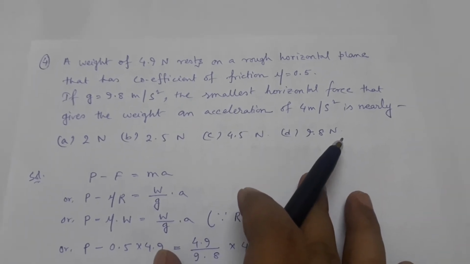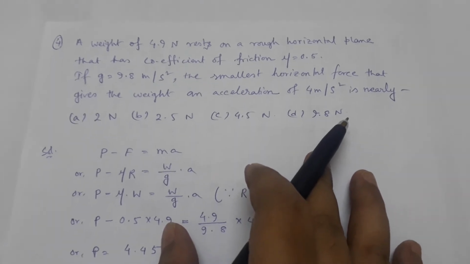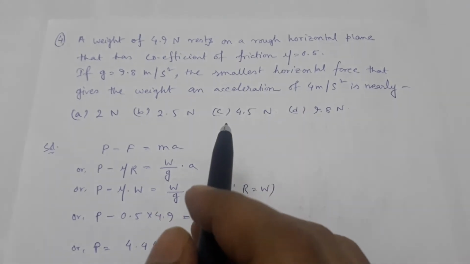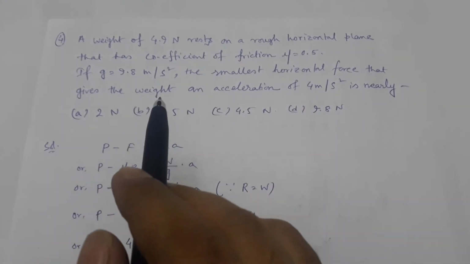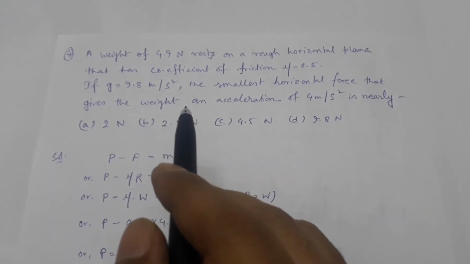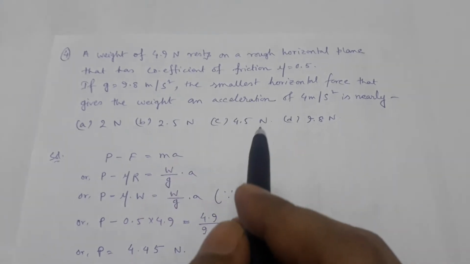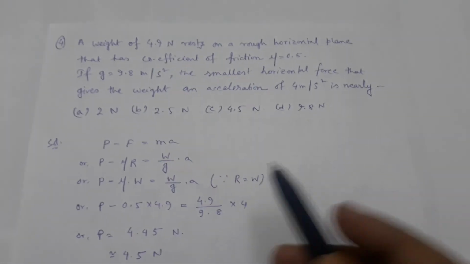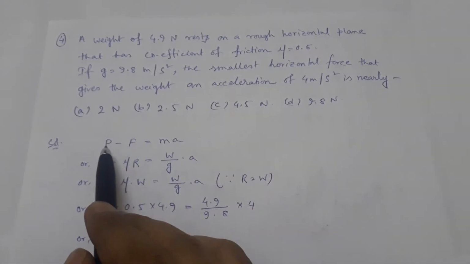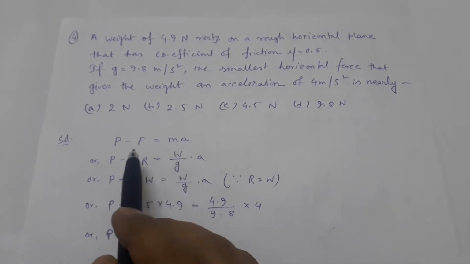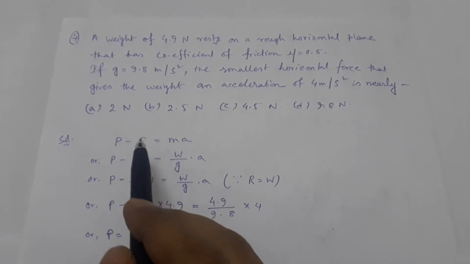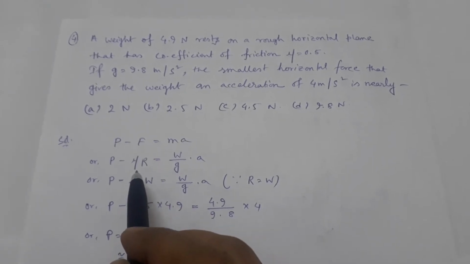So a weight of 4.9 Newton rests on a rough horizontal plane, and the coefficient of friction is already told, that is 0.5. g is already told, 9.8 meter per second square. We have to find out the value of the smallest horizontal force. From this problem, P minus F equal to MA. In place of F, we write mu R.